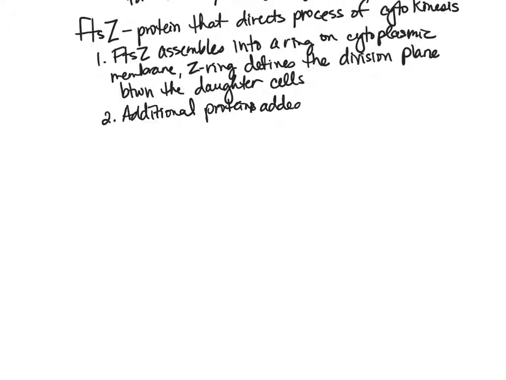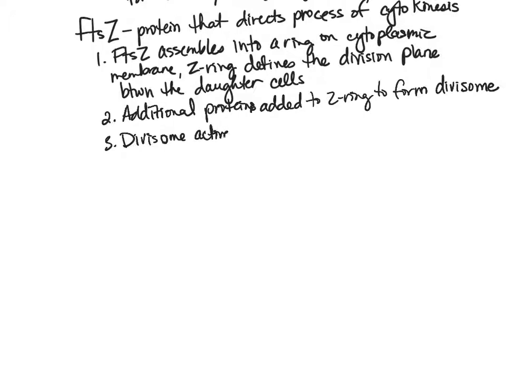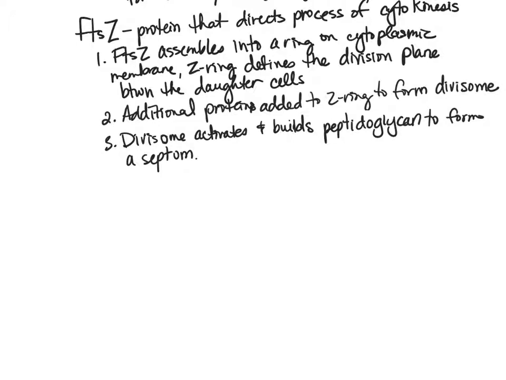So additional proteins are added to the Z ring to form the divisome. So then this divisome activates, and then builds peptidoglycan to form a septum. I missed some letters here. Let me go back here. And this is the structure that's going to be separating the cells. This is the structure that's going to do that.